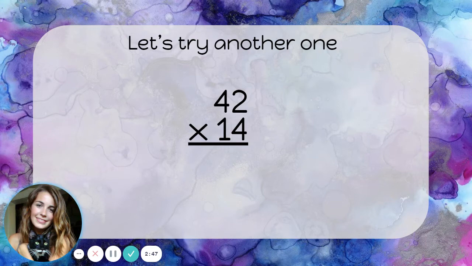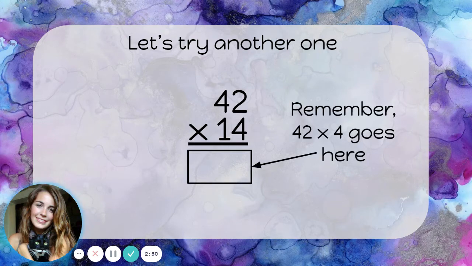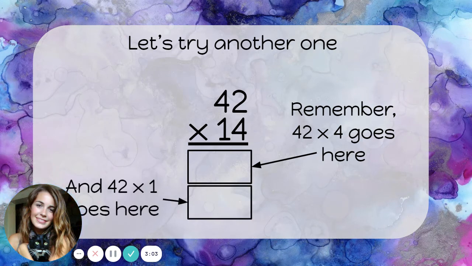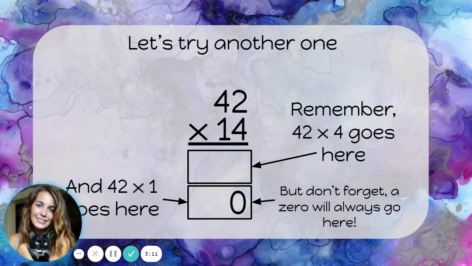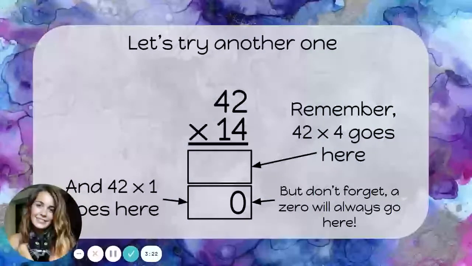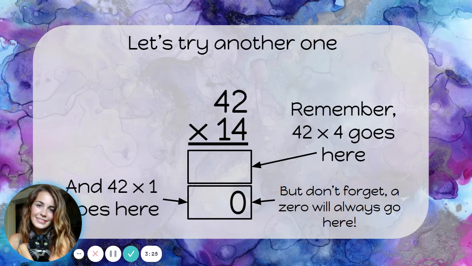Let's try another one. Remember, first we're going to multiply 42 times 4. We're just going to ignore that 1 in 14, and we're going to multiply 42 times 4, and that is going to go right here in this box to make our first number. Then we're going to multiply the 42 times the 1 to create a second number. But don't forget, there's always going to be a 0 here in the ones place of the second number. And that's because that 1 in 14 isn't actually a 1, it's a 10.